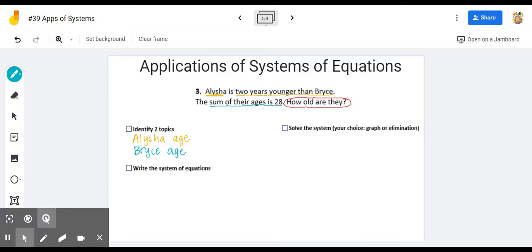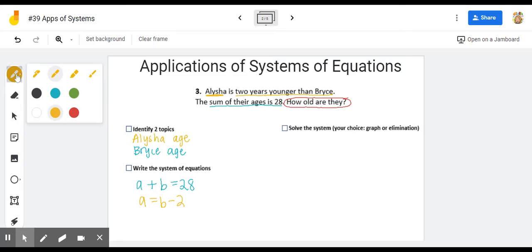So you know the sum of their ages is 28. If I took Alicia and added her age to Bryce, we end up with 28 years old. Now, they also tell us that Alicia is 2 years younger than Bryce. So Alicia is equal to Bryce's age minus 2. So congratulations, guys. You just wrote me a system of equations, and now you can graph this using Desmos.